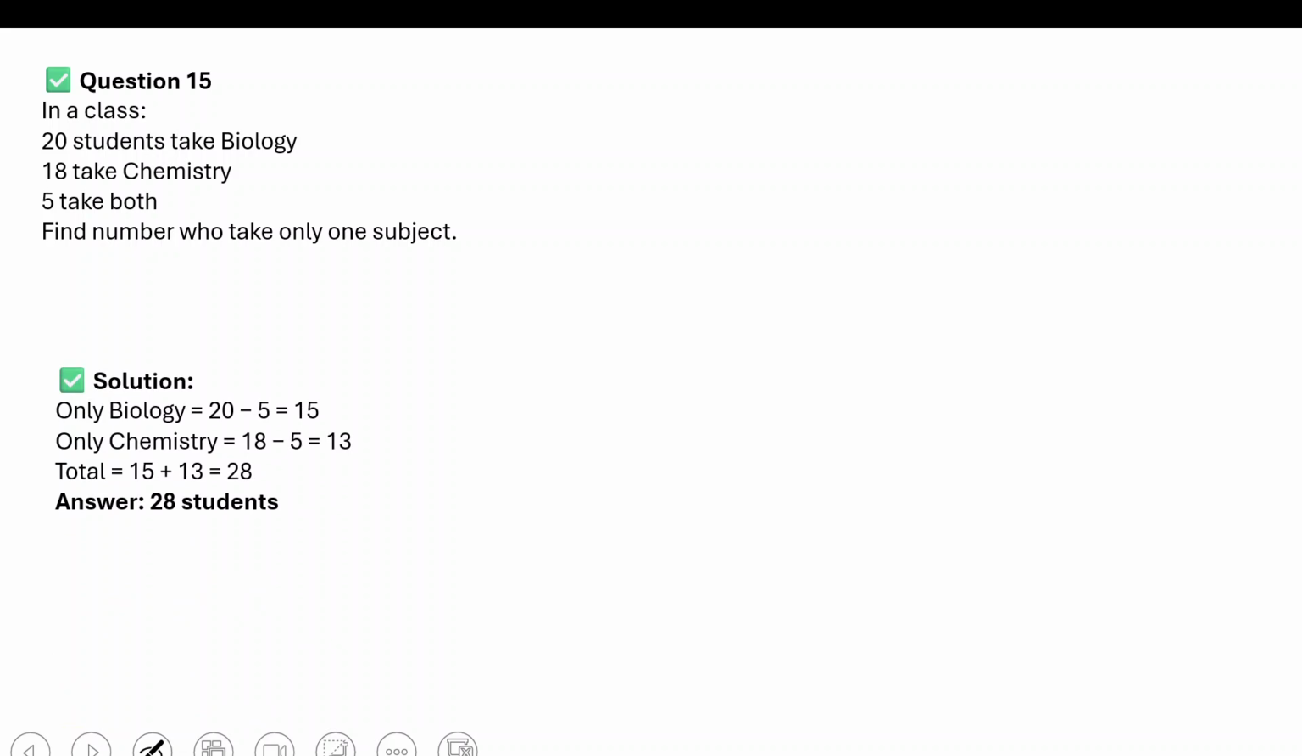Okay, so only biology is 20 minus 5. Why? Because there is a both inside that 20. This 5 is taken away from 20 because those 5 students take both biology and chemistry. So if you take 5 from 20, you get 15. So only biology is 15.